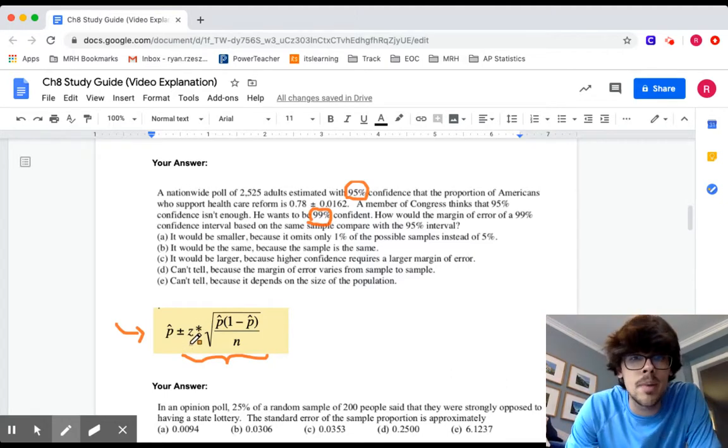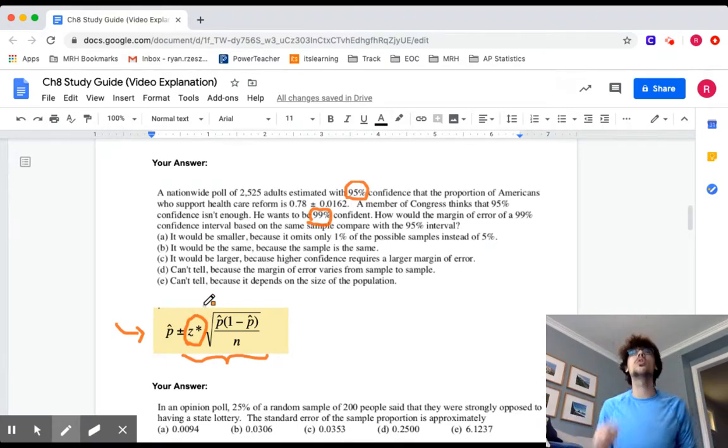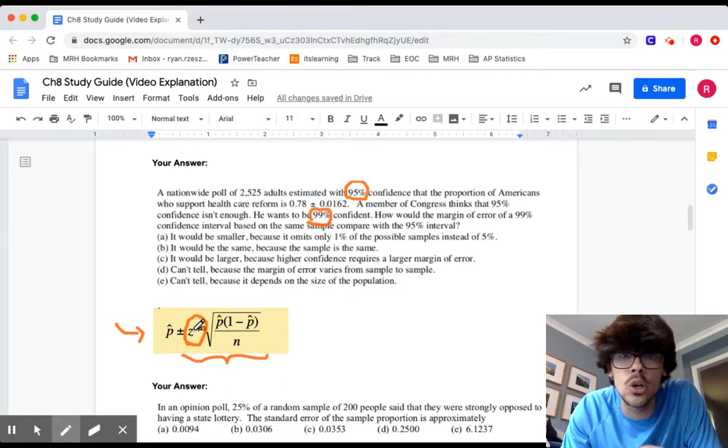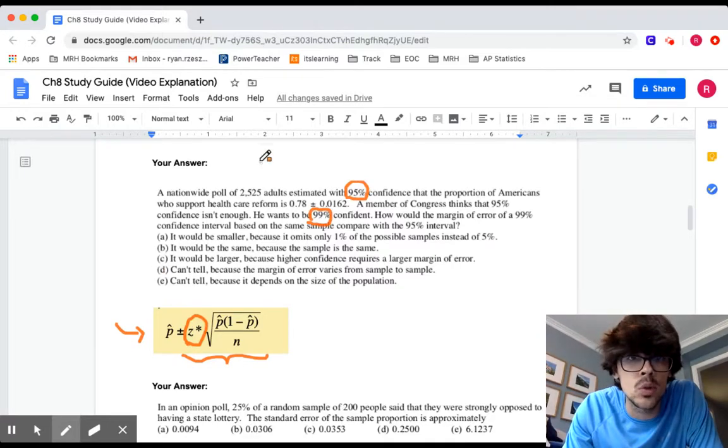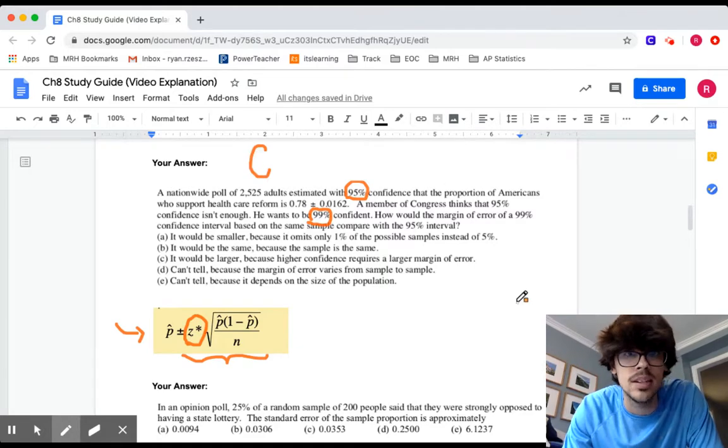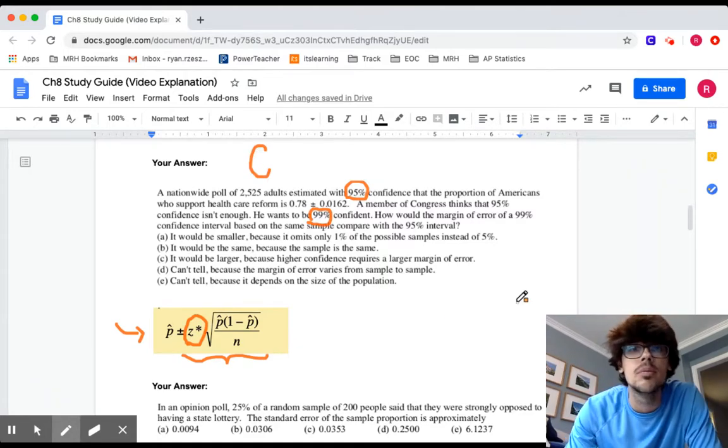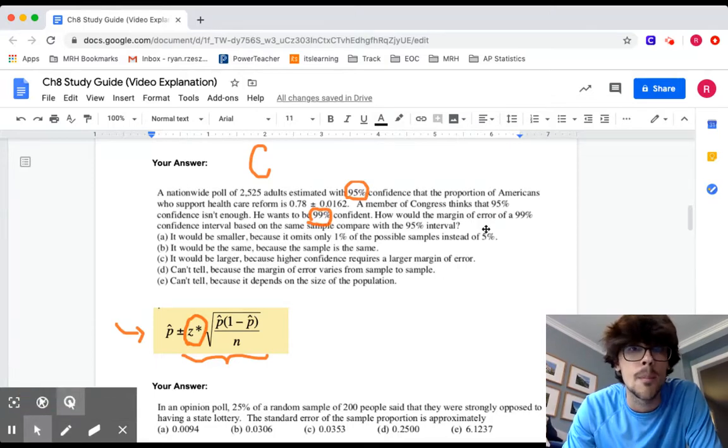The other way mathematically you could think about this problem: if you change to 99% confidence, your critical value is going to get higher. You could try it with 95% and 99%. The 99% number is bigger, and if that's a bigger number, you're going to get a wider interval. So the correct answer for this first problem is that your new 99% confidence interval will be larger or wider because higher confidence requires a larger margin of error.